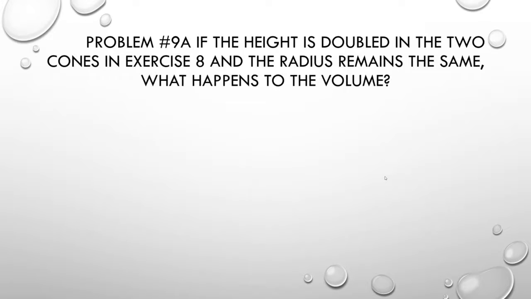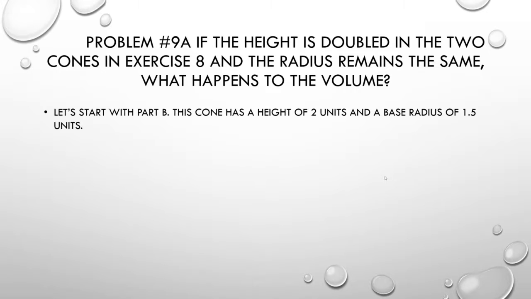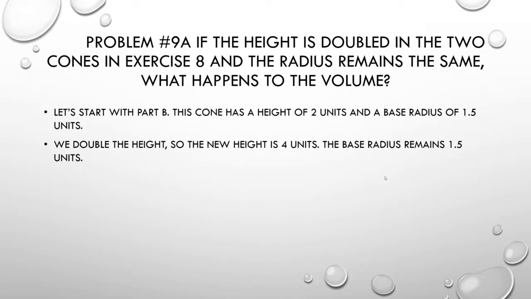Next, we're going to look at problem number 9. It says if the height is doubled in the two cones in exercise 8 and the radius remains the same, what happens to the volume? We're going to start with part B first. This cone has a height of 2 units and a base radius of 1.5 units. We're going to double the height, so the new height is 4 units, and the base radius remains 1.5 units.